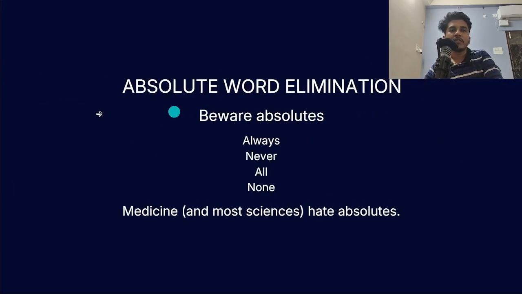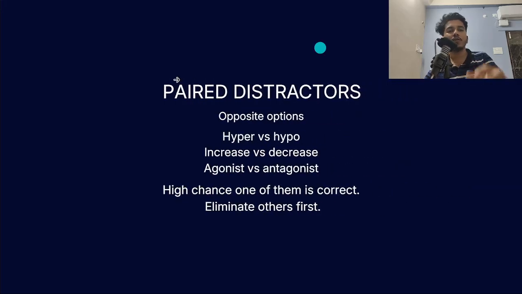Absolute word elimination. You have to be aware of absolutes, because in medicine and the sciences, there's almost never going to be absolutes. There will always be exceptions, and that is the beauty of science. And that is the one part where the examiners can try to dupe you. You have to make sure that you never just go blindly around absolutes. You have to be a little bit more careful. If an option says absolute in some way or the other, you need to think twice about it. Absolutes are going to be wrong a lot of times.